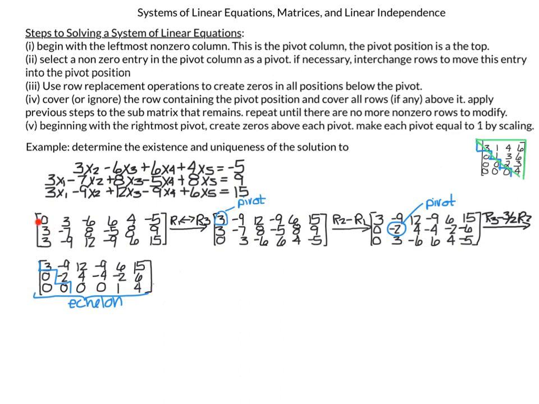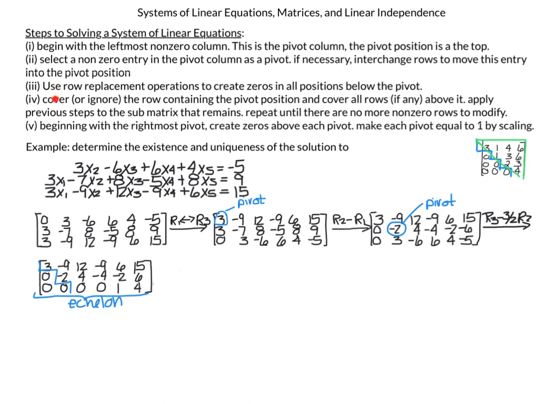We interchanged row 2. Oh, actually, for whatever reason, I selected row 3. We interchanged row 3 and row 1 and made this our pivot. So now our matrix is 3, -9, 12, -9, 6, 15. That's our first row. Our second row stays the same, and then our first row moves to the bottom, the 0, 3, -6, 6, 4, -5.